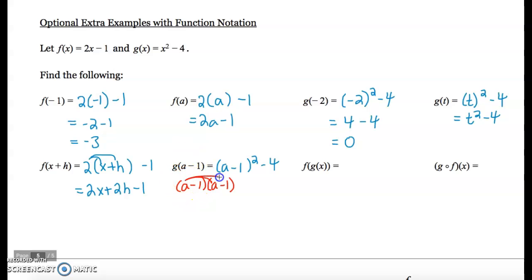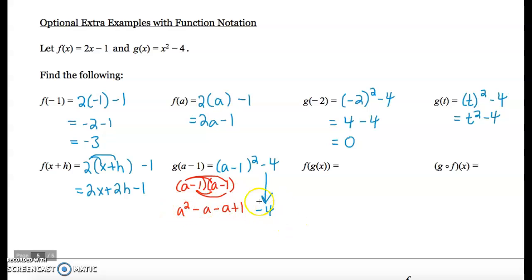So I'll just do that right off to the side first. You have to FOIL, so first, outside, inside, last. So a times a is a squared. A times negative 1 is negative a. Negative 1 times a is another negative a. And negative 1 times negative 1 is a positive 1. And then I still have this minus 4 at the end that I'm just going to bring down.